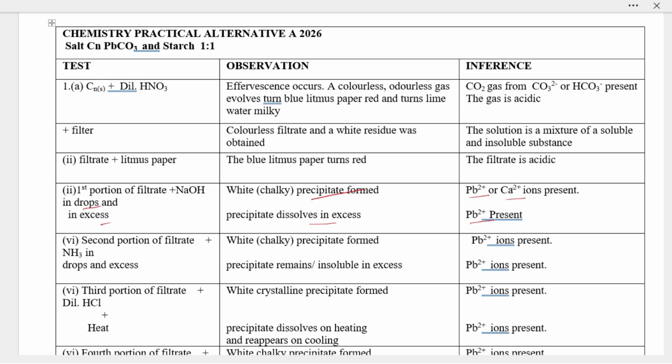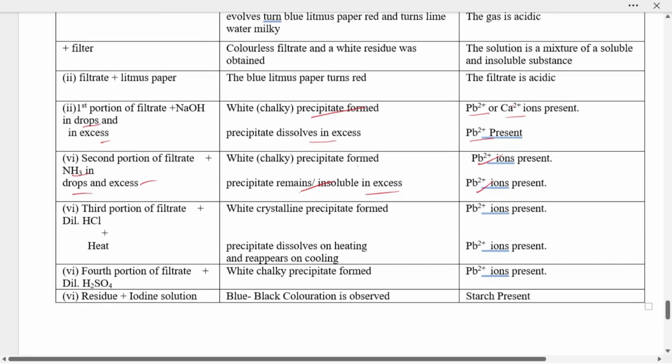Now, the reaction with ammonia in drops and in excess: we have a white chalky precipitate, which this time is insoluble in excess. When we react ammonia with calcium, it does not give this observation; it gives something like turbidity. But this one has a white chalky precipitate which is insoluble, and that's the inference for lead.